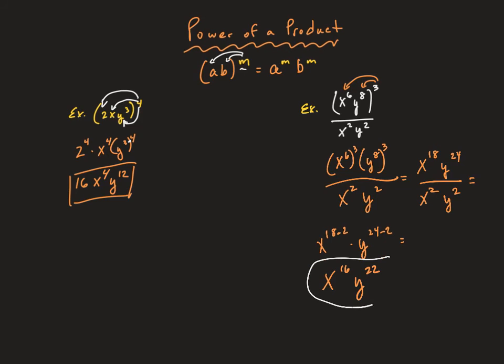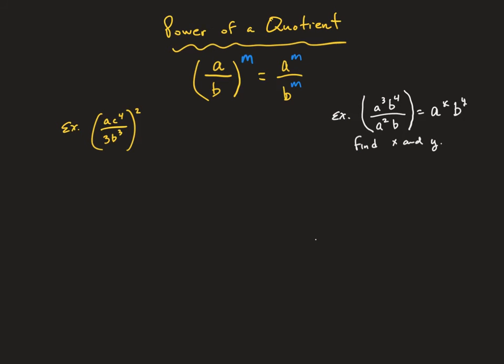We did a lot of the exponent rules there in that example, but it will work out for us in the end. The power of a quotient, again, much like the power of a product: we have a over b to the m power, so that's going to be the same thing as a to the m power over b to the m power.